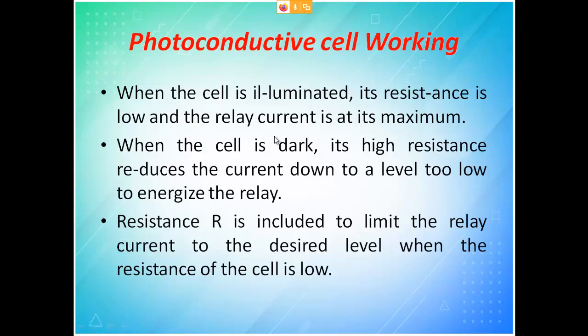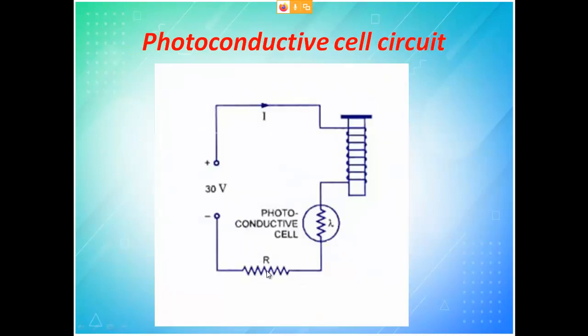When the cell is in the dark, on a 2 mark question they will ask what is dark resistance. Then you have to tell that dark resistance is a very high resistance. When the cell is dark, its high resistance reduces the current drawn to a low level and does not energize the relay. The resistance R is included. See, this resistance is an additional resistance.